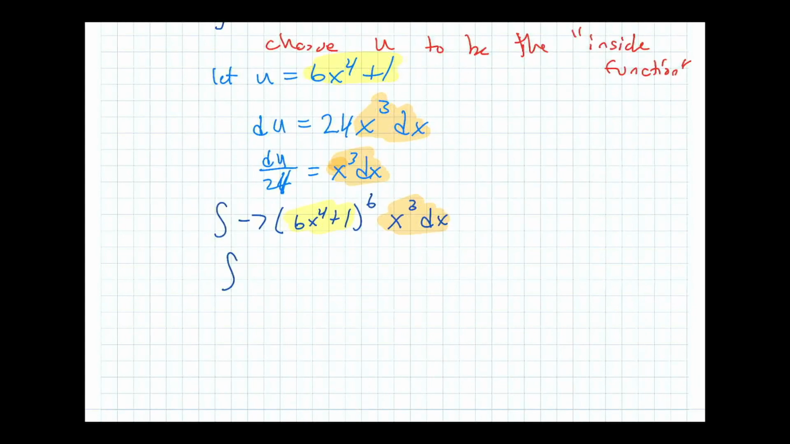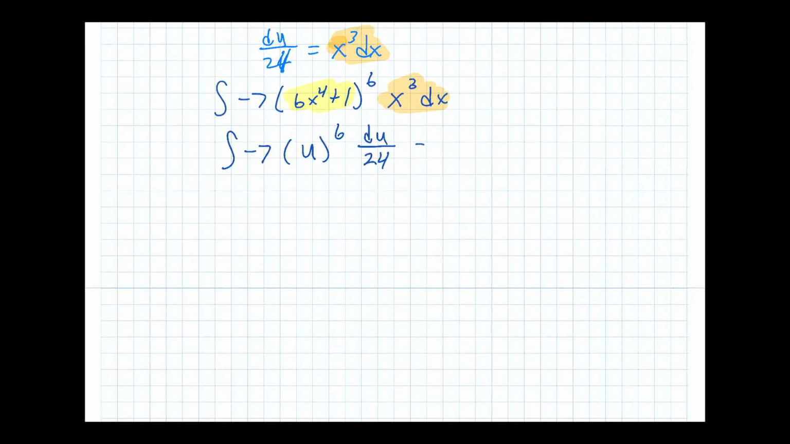So let's make our substitution then. So we have integral -7. This is u. So u to the 6th. This is du, right? Almost du. It is du over 24. Okay, so my integral is, if I'm going to collect the 7 and the 24 just off to the side, negative 7 over 24 integral u to the 6th du.